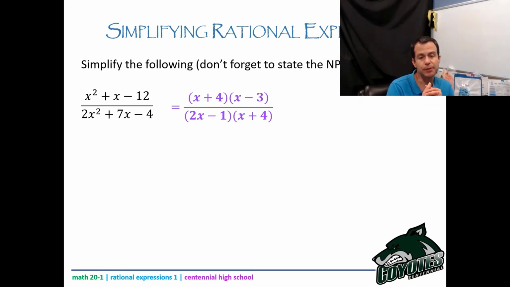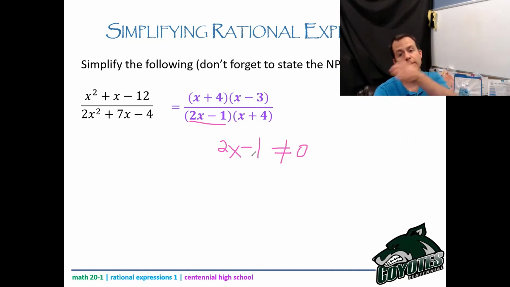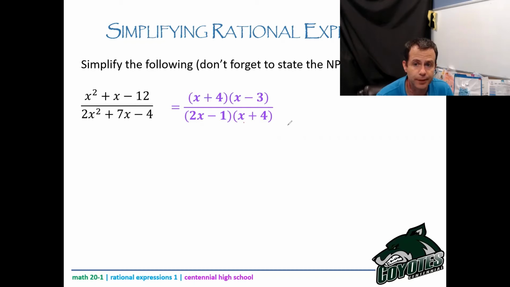The next step was to state my NPVs. I want to have a quick conversation around this guy because you may not see this right away in your head. If you can't see it right away, set it equal to 0, because that's what we don't want. We don't want that factor to equal 0. So 2x minus 1 can't be 0. I'm going to add 1 to both sides and then divide both sides by 2. That's going to give me x can't be 1/2. And then for this guy, I'll have x can't be -4.